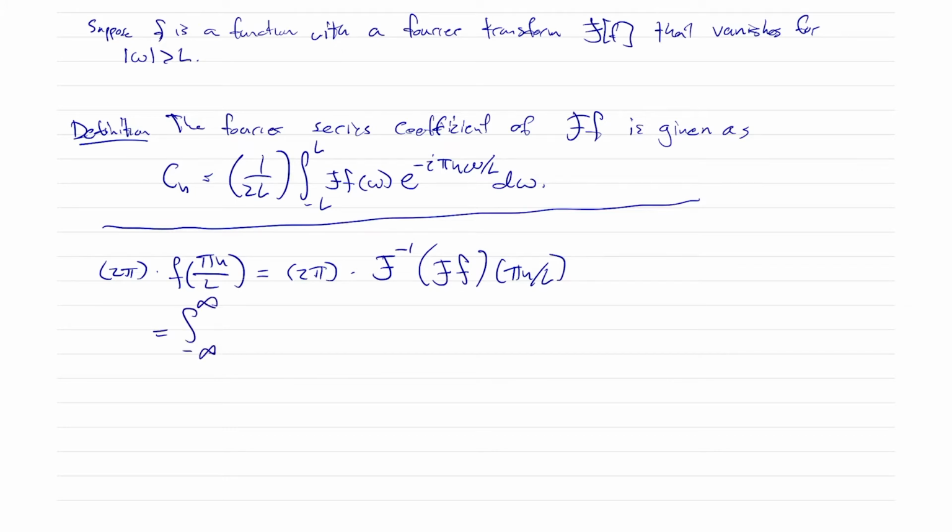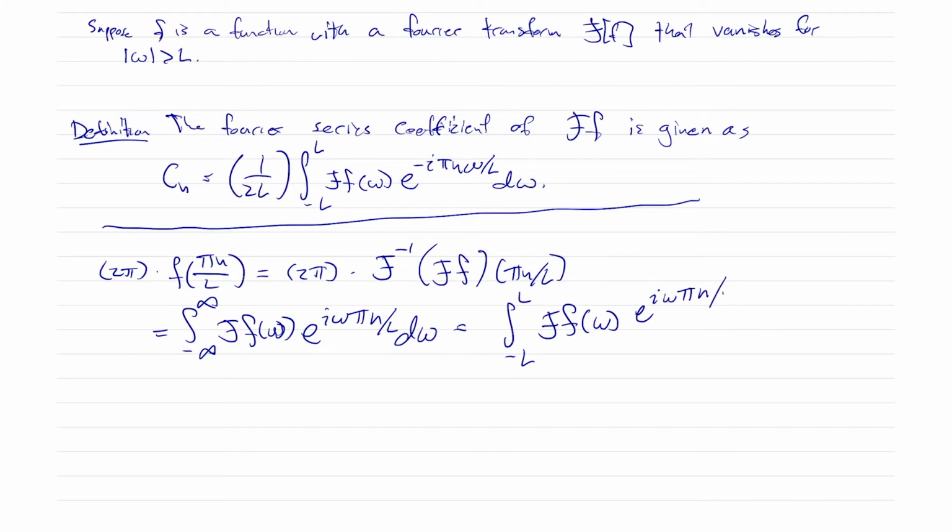So then we take the integral from negative infinity to infinity of f. Just expand this definition of the inverse. We get this, e to the i omega pi n over L, d omega. And then of course, like I just said, this has no bearing here on this integral. So integral from negative L to L, the Fourier transform of f at omega, e to the i omega pi n over L, d omega. And ultimately, this gives me 2L times C of minus n by definition.